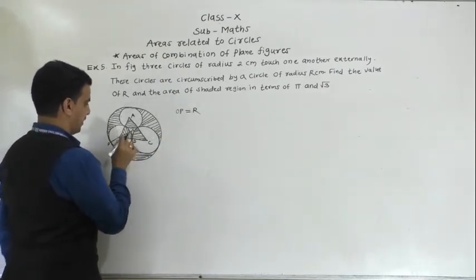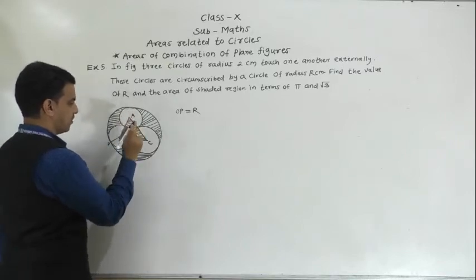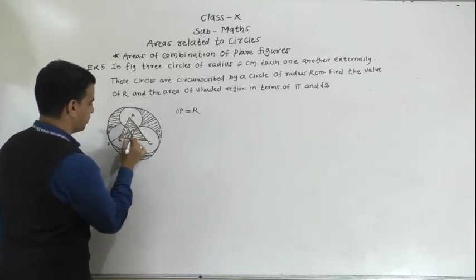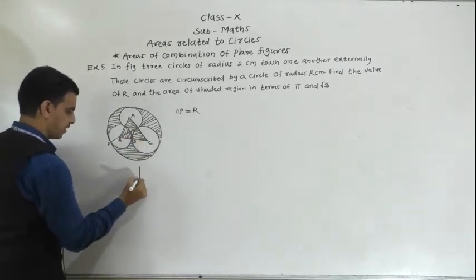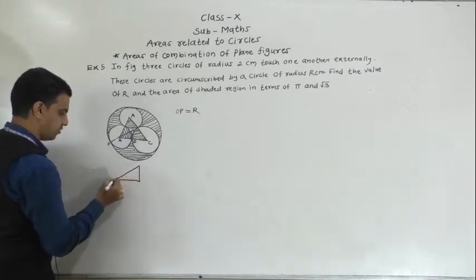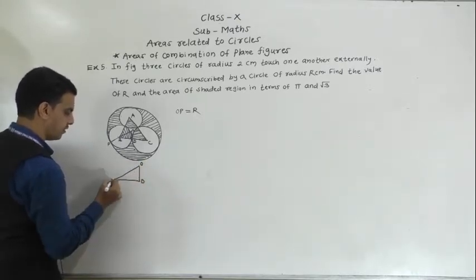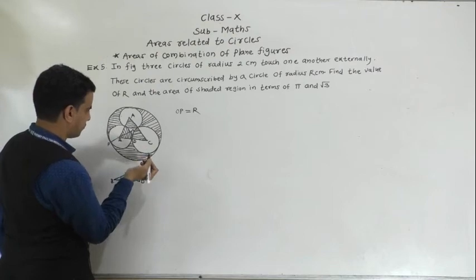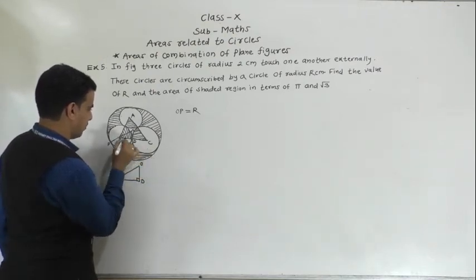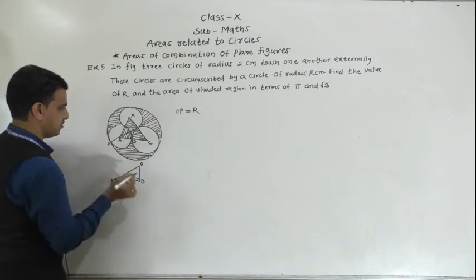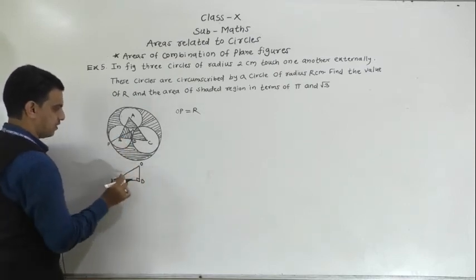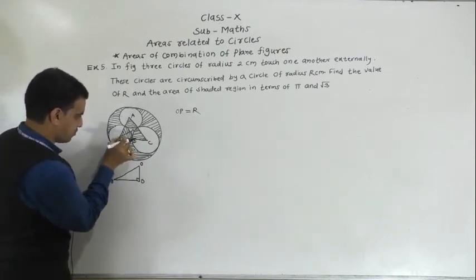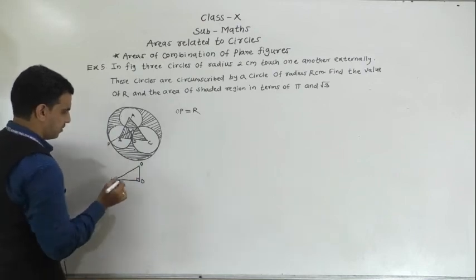So first we have to find the value of capital R. What is given? The radius of this small circle is given as 2 centimeter. So if I take this triangle ODB, here I am drawing this triangle separately. This angle D is a right angle because this is perpendicular. So ODB is a right angle triangle, right angle at D, because here BD is a radius of this small circle and OD is a tangent.